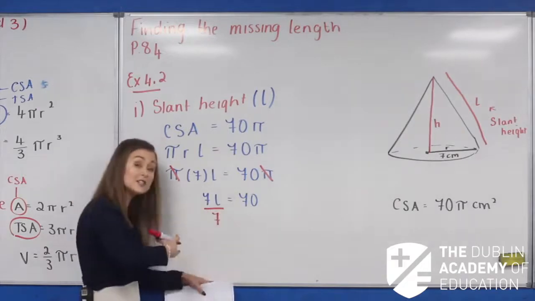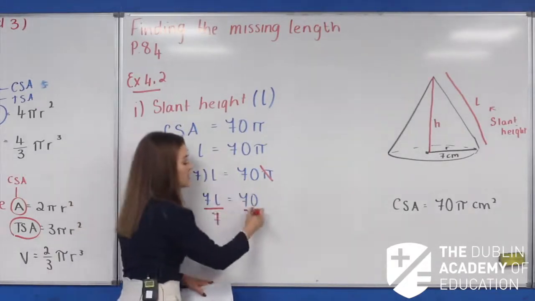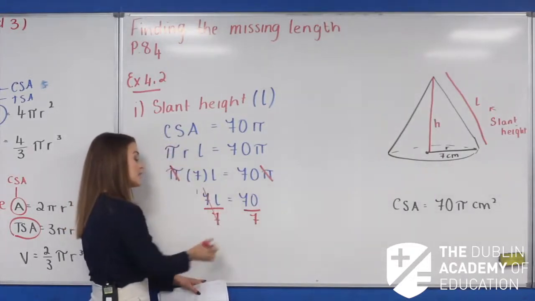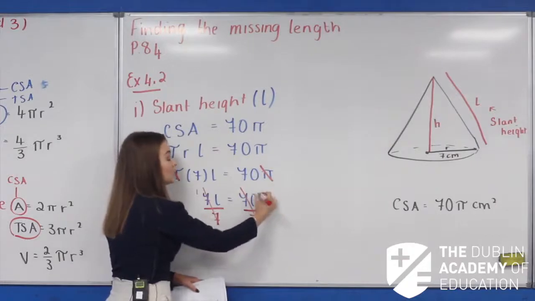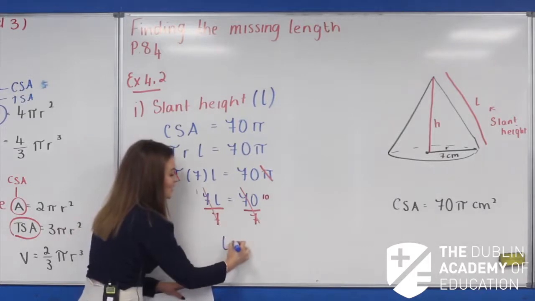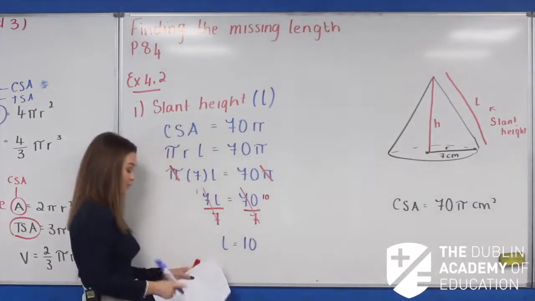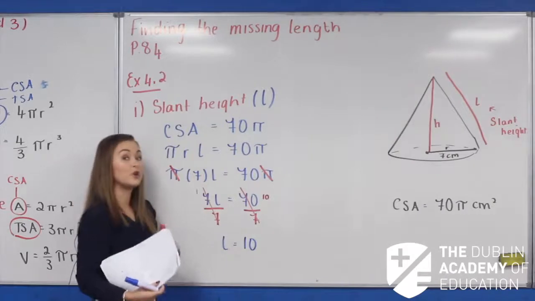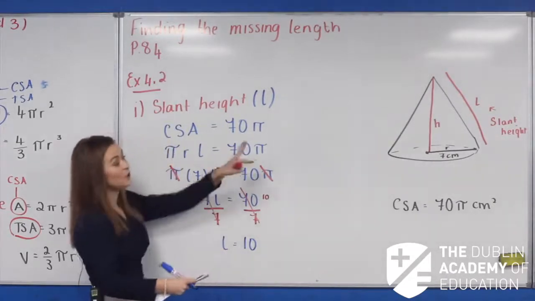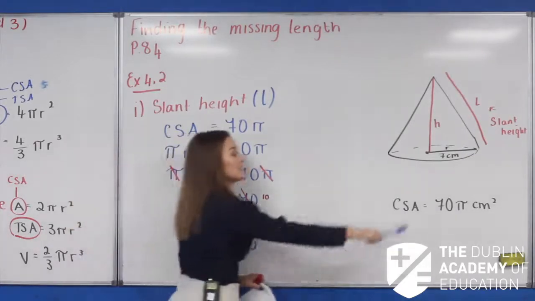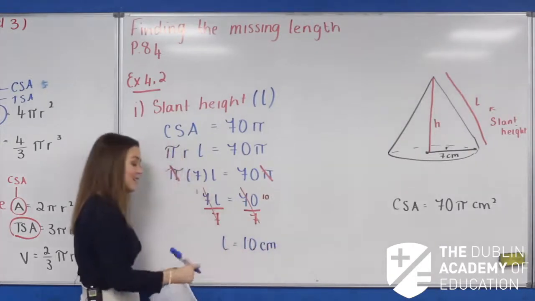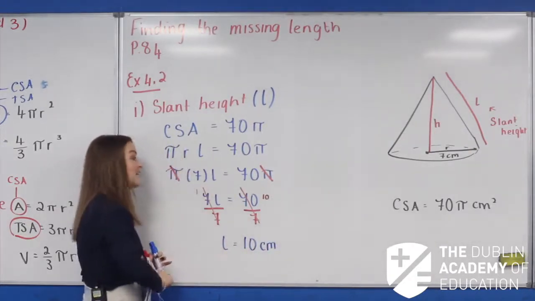If I divide the left-hand side, it's really important that I also divide the right-hand side by 7. 7 into 7 will go once. 7 into 70 will go 10 times. So L is equal to 10. Last thing you need to do before you move on to the next question, as I always say, glance back and check your units. My units are centimetres. So my slant height, or L, is 10 centimetres.